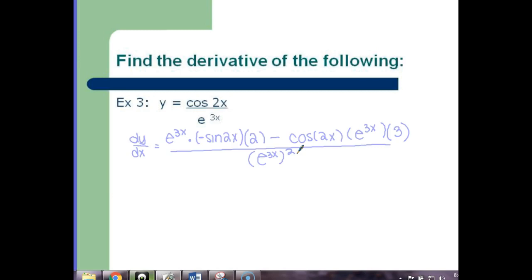It is, but this is what I was saying about when you have to do the quotient rule for these. What do you notice happens now? This has an e to the 3x. This has an e to the 3x. And now I have 2 on the bottom. So I can take the 2 numerators away and cancel 1 with the bottom.